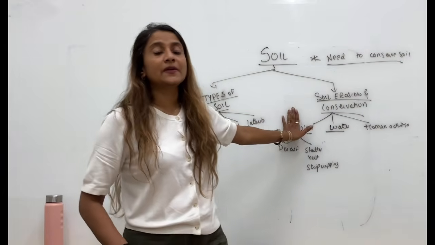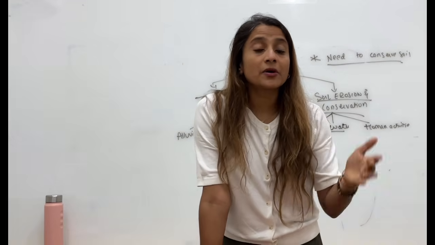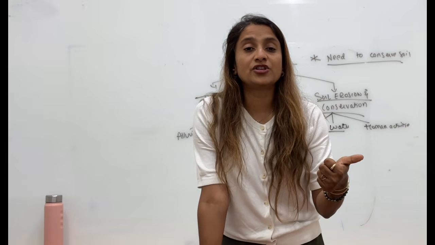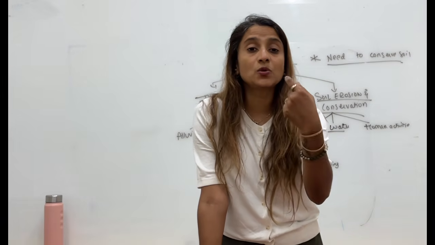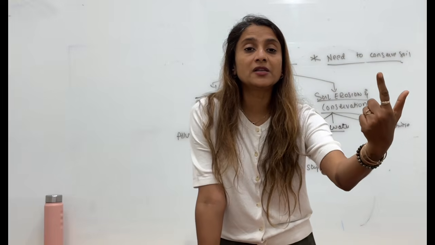Soil erosion by wind is very common in desert. Why? Because in desert there is lack of vegetation. So the velocity, use the word velocity. Velocity of the wind is very high.